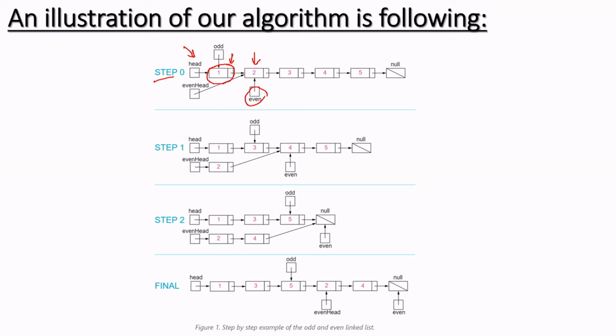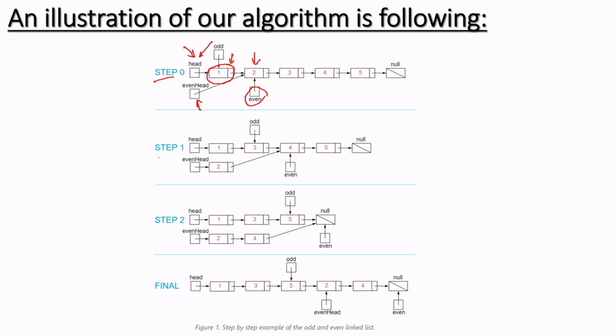Okay, and the head of the even is what? 2. But the head of 1 is what? 1. Okay, and even head is what? This one. There is one head and there is an even head, right? So two heads are there, one for the odd. For the odd we have this head, but for the even we have this head, correct? And so on it will move.